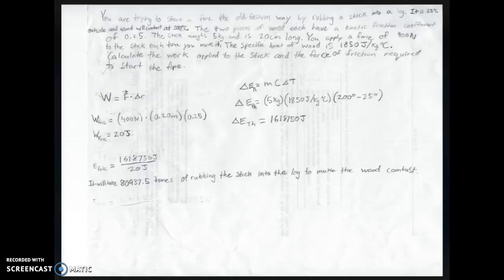1,618,750 joules. We divide this by our work friction value of 20 joules, and we find that it will take 80,937.5 times of rubbing the stick into the log to make the wood combust.